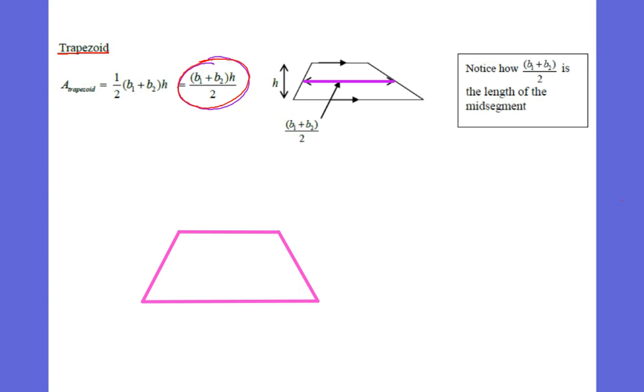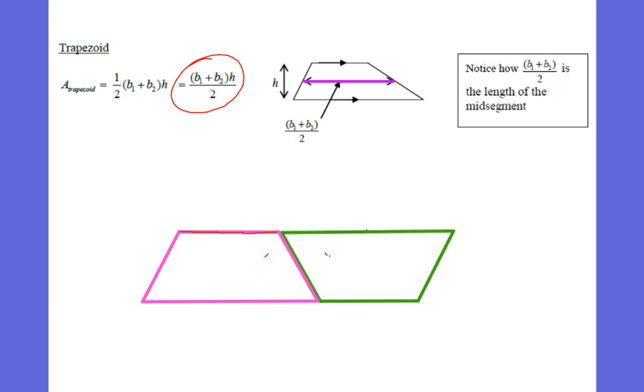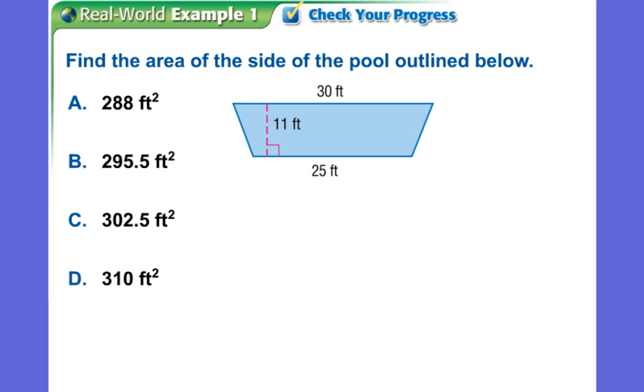All right, so we have our trapezoid area formula: base 1 plus base 2 times the height, all divided by 2. These are usually pretty easy to work with. So why don't you guys go ahead. We don't have an example of this on your note sheet.